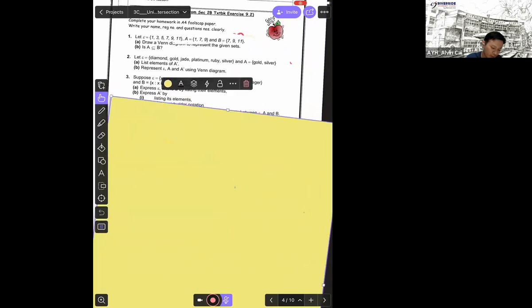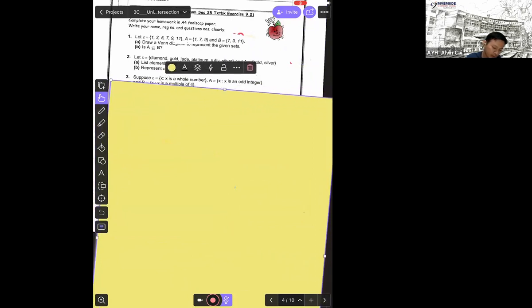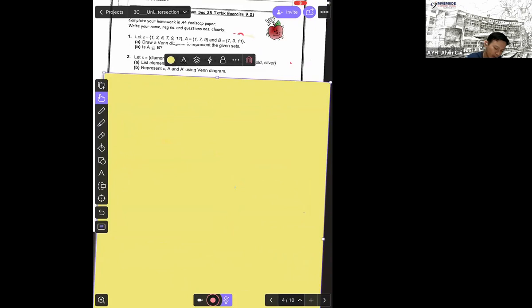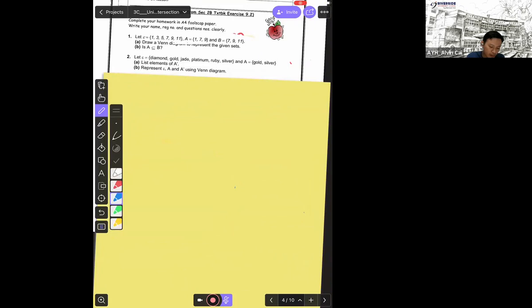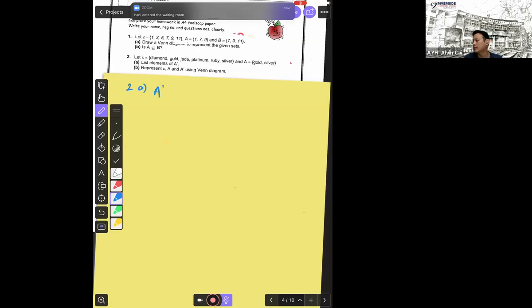In question 2, we have this diamond, gold, jade, platinum, ruby, and silver. Set A is gold and silver. If you can remember, A with the apostrophe there, this is what we call the complement. So what is a complement? This complement is actually anything that's outside of A.